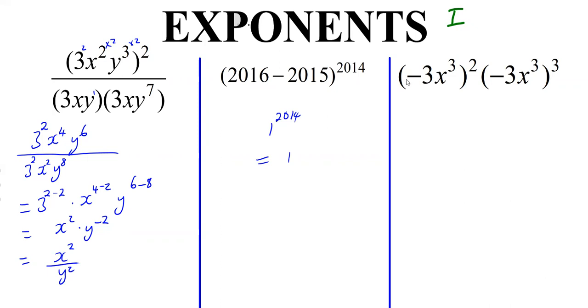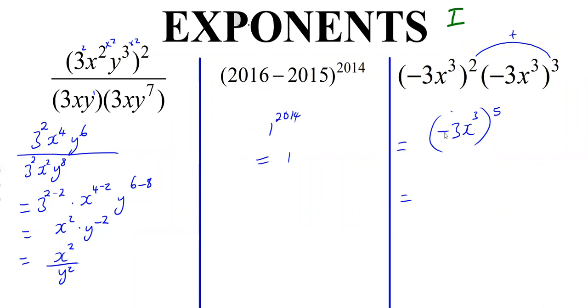Remember, this whole thing, negative 3x cubed, negative 3x cubed, they are the same. So the bases are the same. So we're going to just write negative 3x cubed. We add the powers. We add 2 and 3. So it's going to give us 5. So now we have negative 3x cubed to the power of 5.